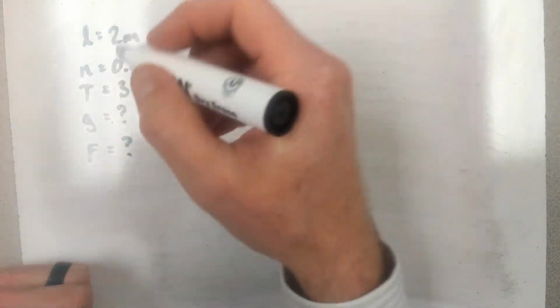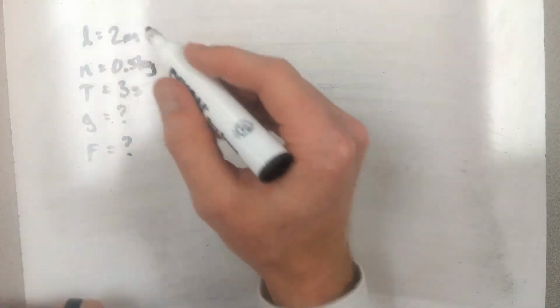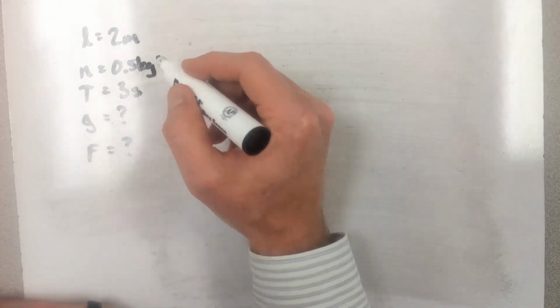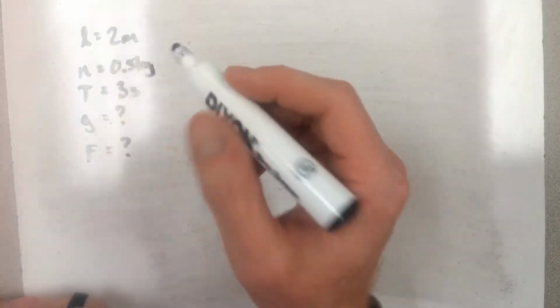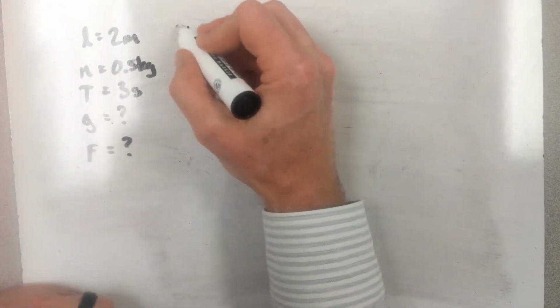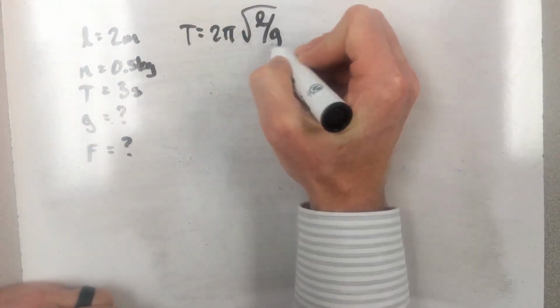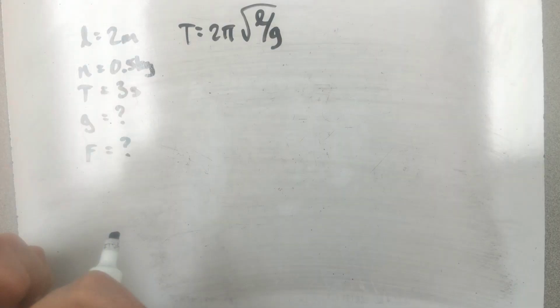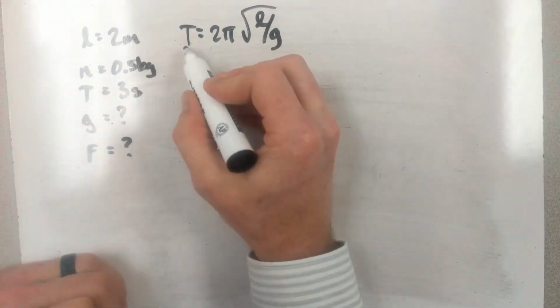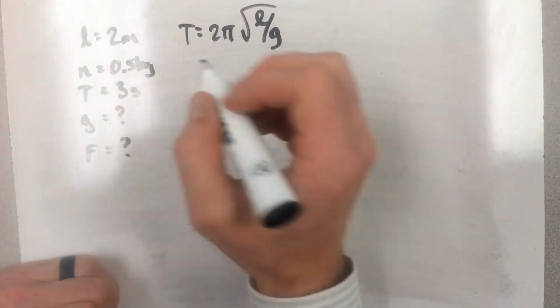All right. Okay. Let's see what we got. So we have our period, our mass, and our length. You should immediately recognize that mass does not matter to the period of a pendulum. But let's go ahead and talk about it anyway. So period of a pendulum is 2 pi times the square root of L over G. Now we know our period, we know our L, we don't know our G.